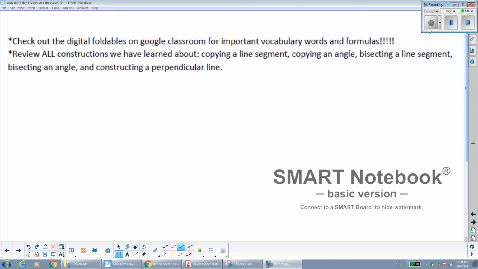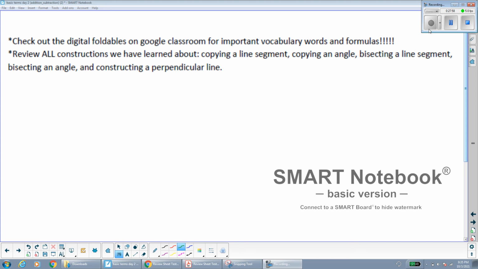Just as a reminder, check out the digital foldables on Google Classroom for important vocabulary words and formulas. There's a bunch of resources on Google Classroom. In fact, under the extra practice section, there's also like a second review sheet, kind of. It's optional, but it's more practice on questions similar to those that will be on your test. You might want to check that out as well. Answer key is posted for that.